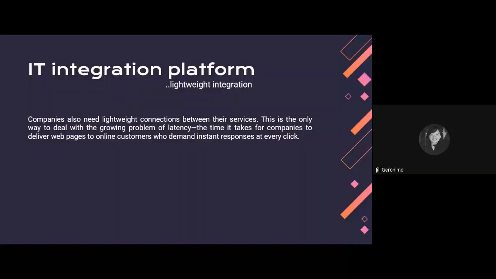The first one is platform services in one release container. The second is service-oriented architecture or microservices for the functional part. And of course, it's through modularity of the underlying platform. Next would be the IT integration platform for lightweight connections or integrations.